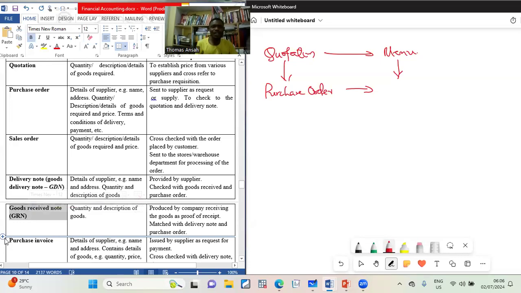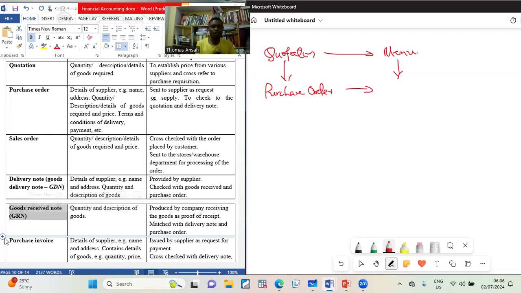It doesn't really have the price in it. No, it doesn't have the price. It is the goods and the description of the goods, what you ordered. So never be misled about objective questions or some essay questions when it comes to whether the price of the goods is inside the delivery note. No, we don't put prices in a delivery note. What we put in there is the quantity and the description.